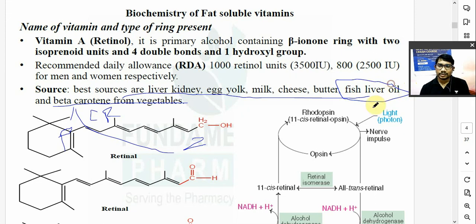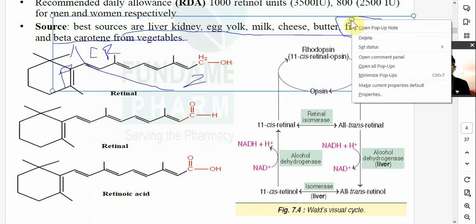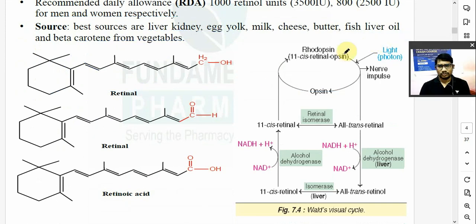Because in your retina, आपका जो eyes होता है, retina में दो टाइप का सेल होता है. In your retina you have two types of cells. Rod cells and cone cells. So rod cells, they are responsible for the dim light, and cone cells, they are responsible for the bright light as well as colored vision.